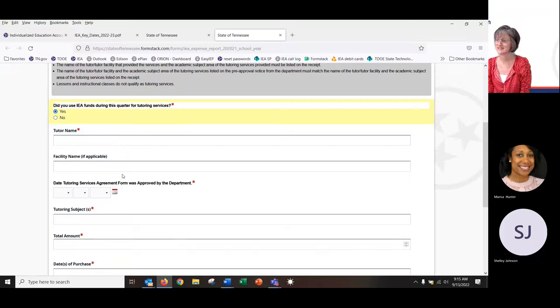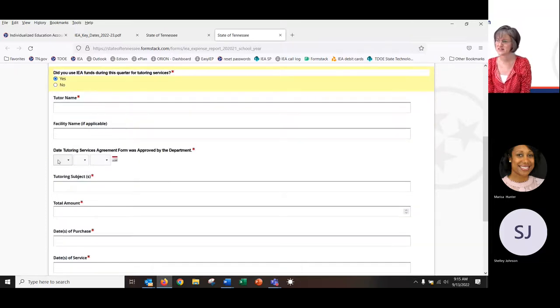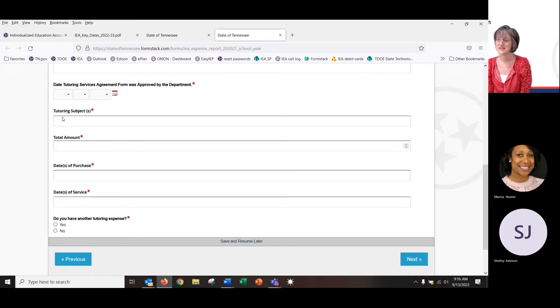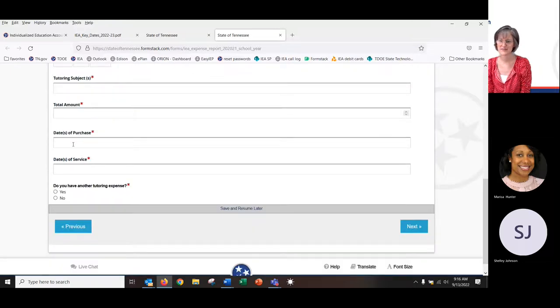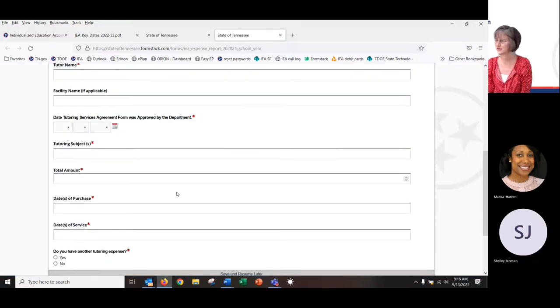So still filling out the information of when you got that pre-approval, what subject your child was being tutored in, the total amount, and then here's the same thing I was confused on before, the date of purchase or the dates of purchase, and then the date or dates of service. And you still remember the difference in those, when you paid versus when they actually tutored your student. And you can open up more of these with yes or no there. Anything else there, Shelley and Marissa?